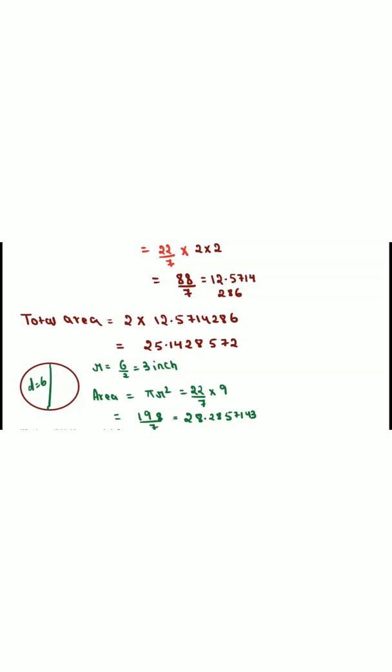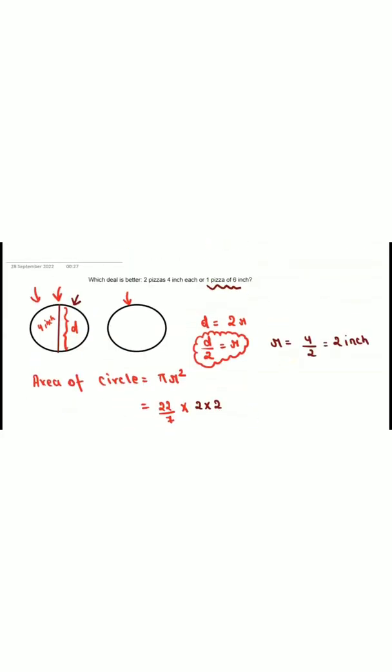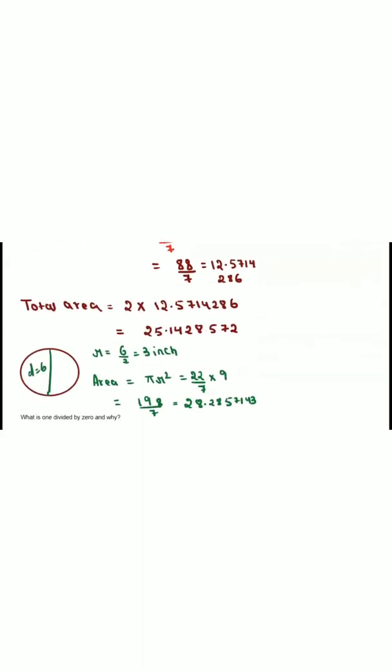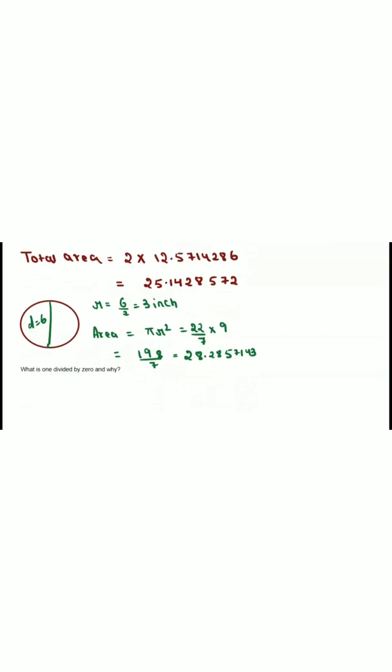Do you agree with this? All right. So therefore, which deal is better? The deal which is better is one pizza of 6", because in this we can see the quantity is absolutely more. Because in the first case we got just 25.142872, as you can see, and in the second one, only one pizza, the area is 28.285743, and clearly we can see here that this is a bigger number. That means this is a greater area. That is why this is the correct choice.